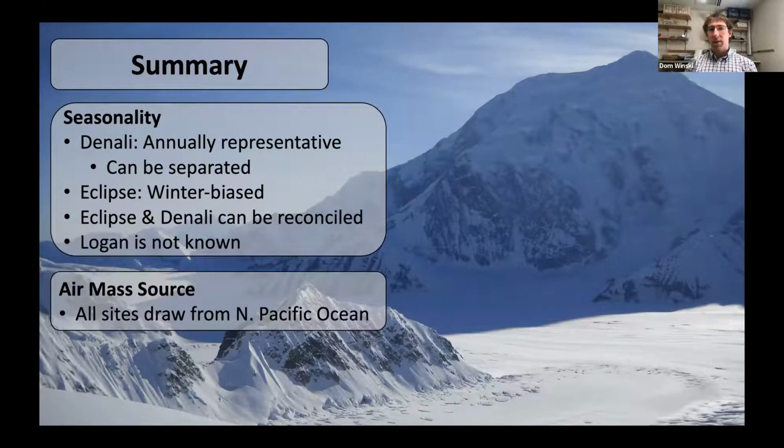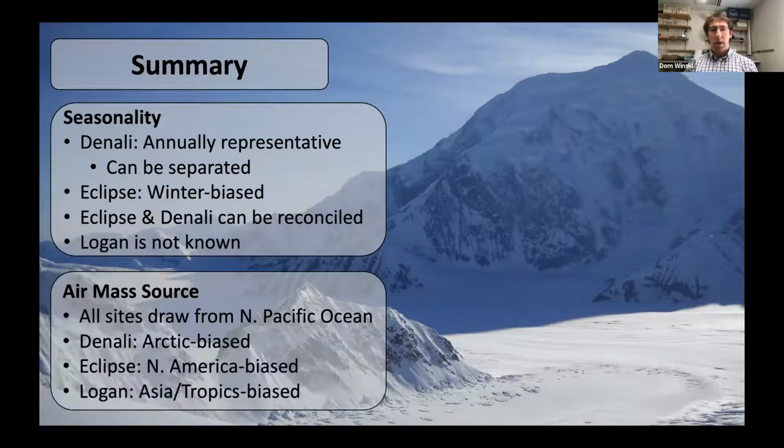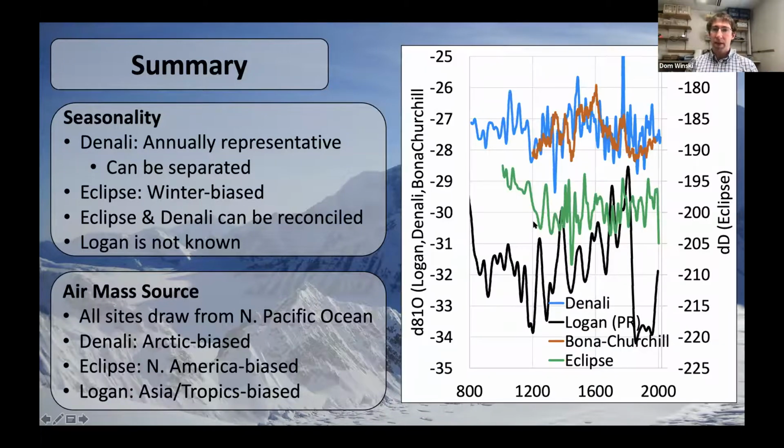For the air mass sources, we know all sites draw from the North Pacific Ocean. Each one of them, though, has different biases depending on their separate catchments. And then hopefully in the future, we can apply some of these conclusions towards interpreting the differences in the actual structure of the records.